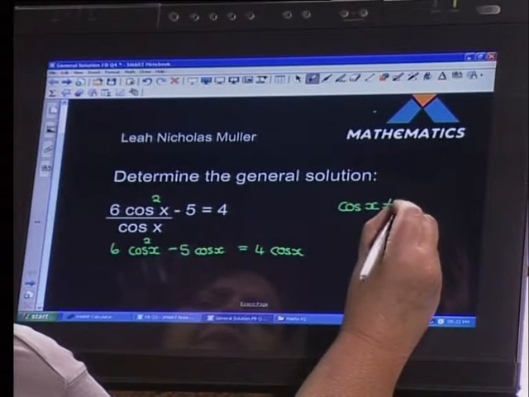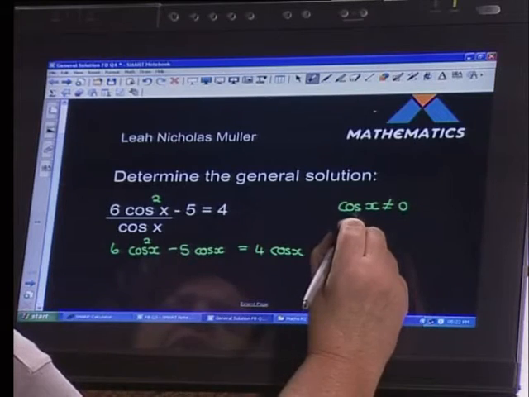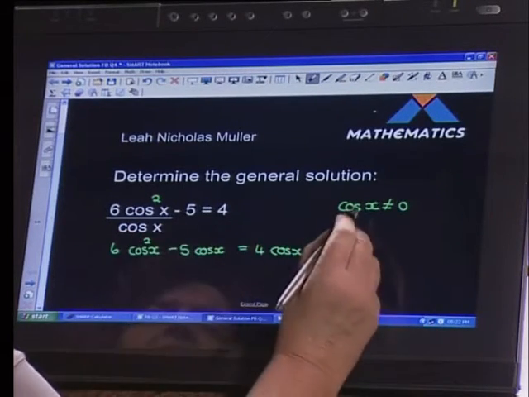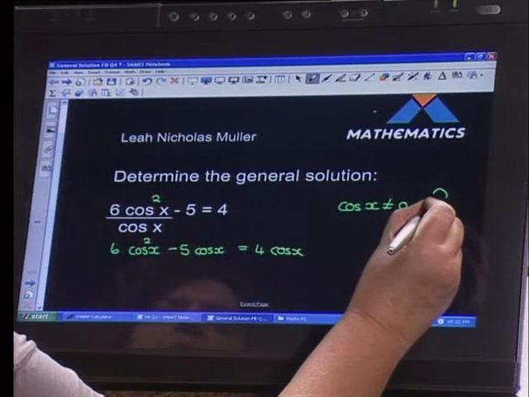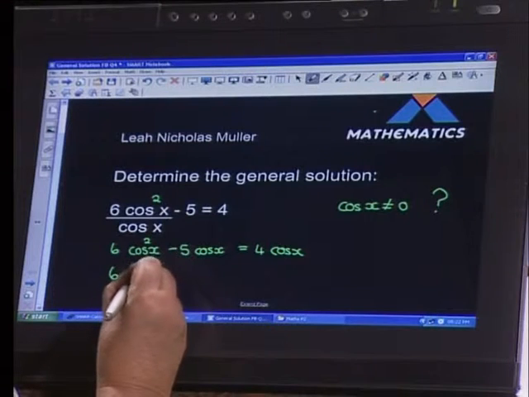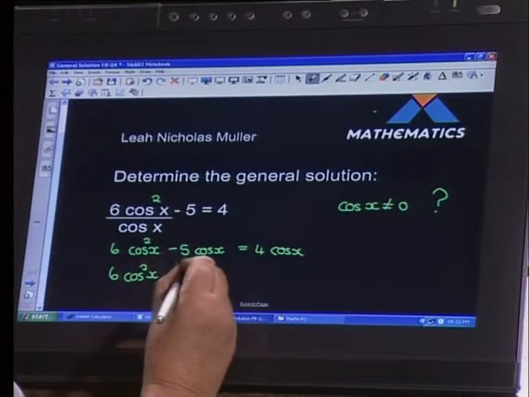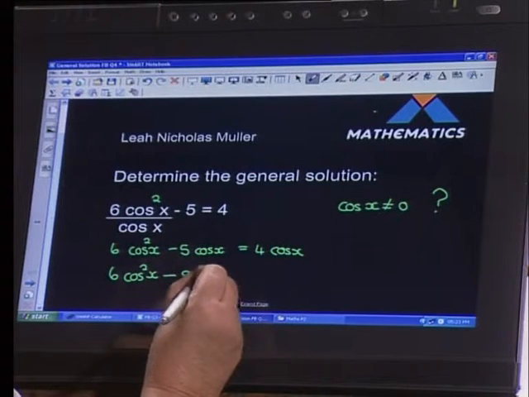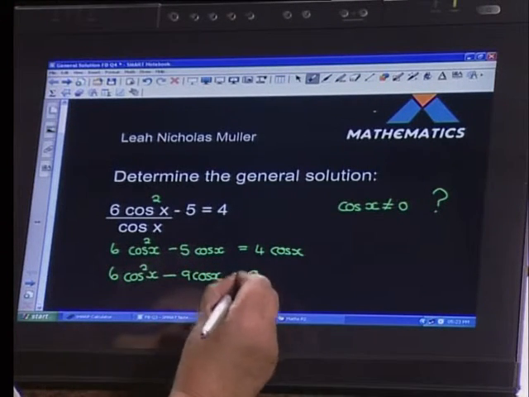So cos x may not equal 0, because if it did, then the whole thing would be undefined. Remember, you can't have a denominator of 0. So we keep that in mind because it probably will affect our general solution later on. So now what I have is 6 cos squared x, and now I'm going to bring this over, so I'm going to get minus 9 cos x equals 0.